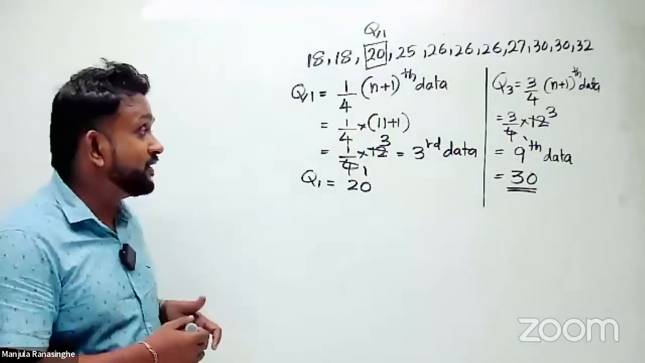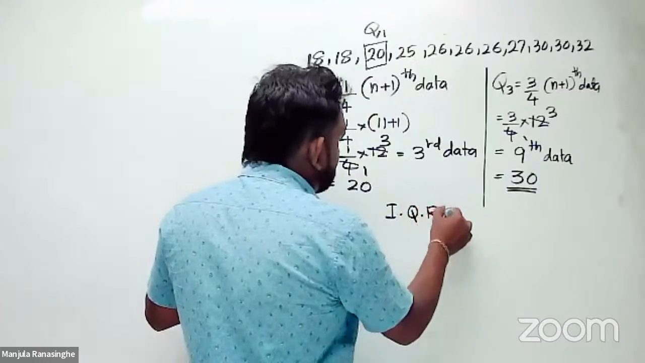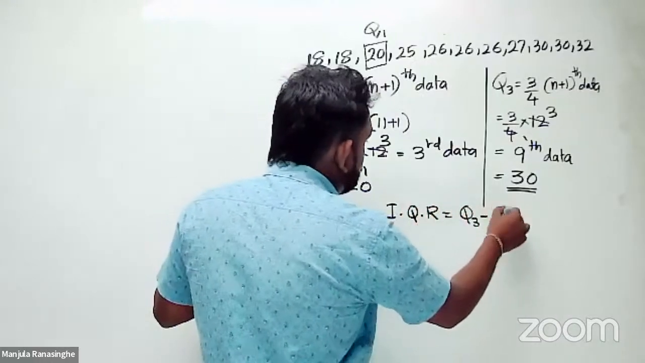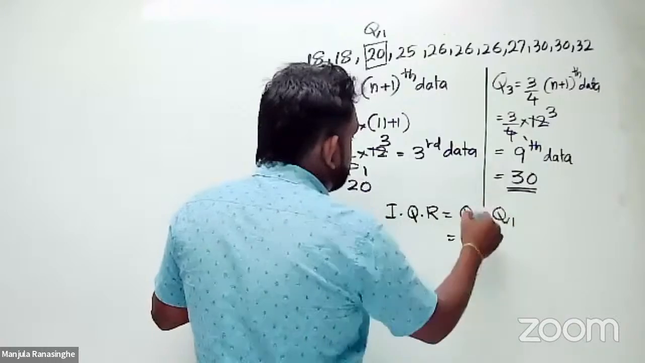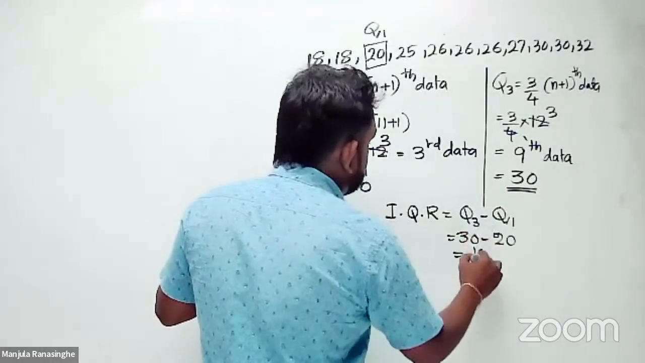Okay, right. They are asking now the interquartile range, IQR. IQR is Q3 subtract Q1. Remember that Q3 is 30, subtract 20. So 30 subtract 20 means 10.